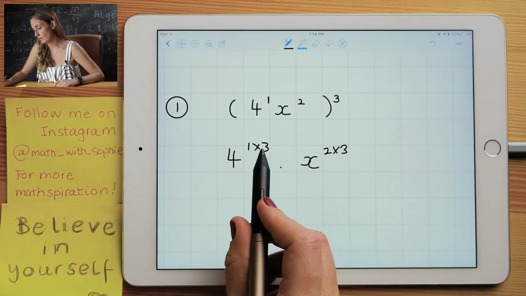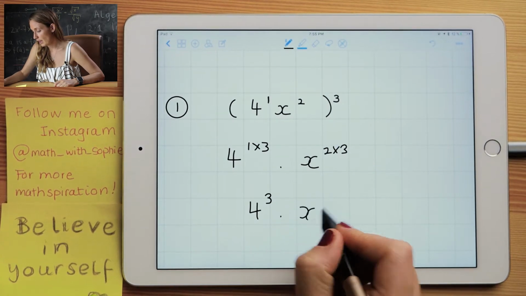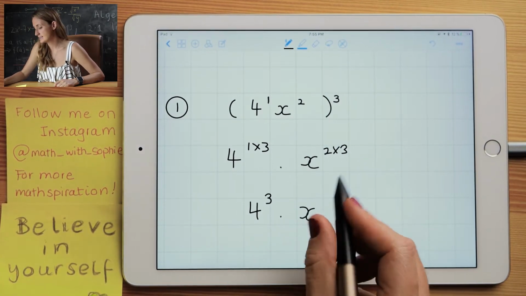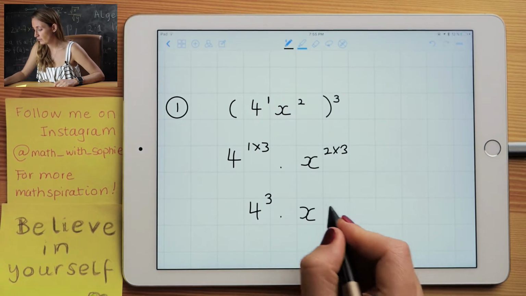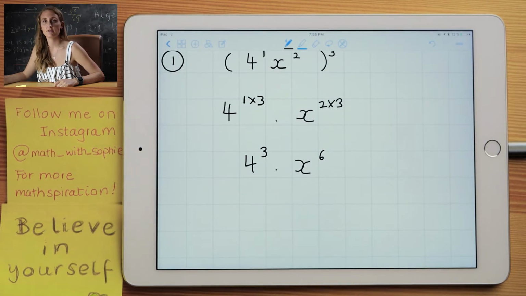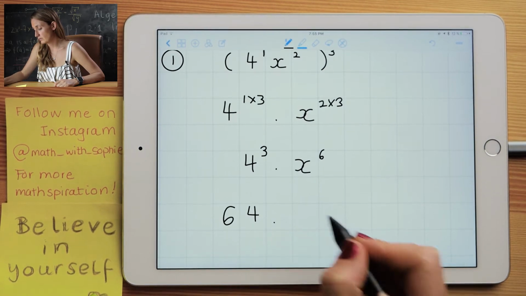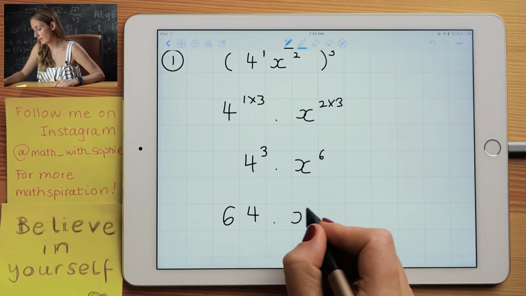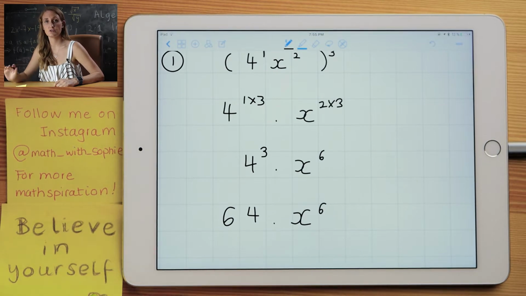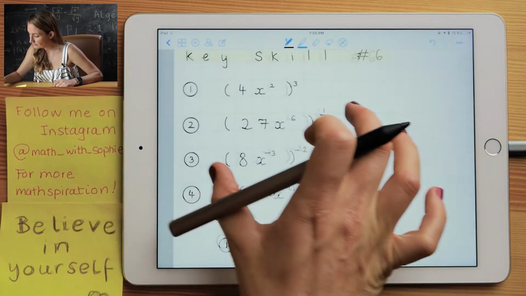Now, 1 times 3 is 3. And 2 times 3 is 6. That's not the end though, because you should know that 4 cubed is 64. If you don't know that, you've got your calculator or you're doing some long multiplication. So 64 x power 6 is your final answer for that question. Let's move on.